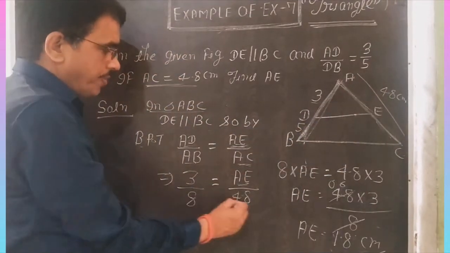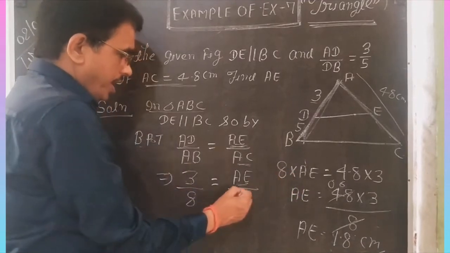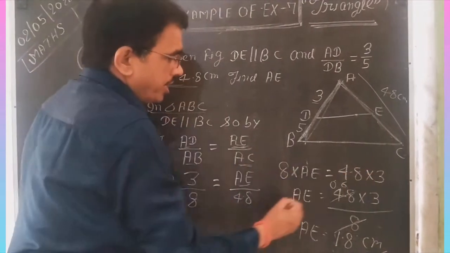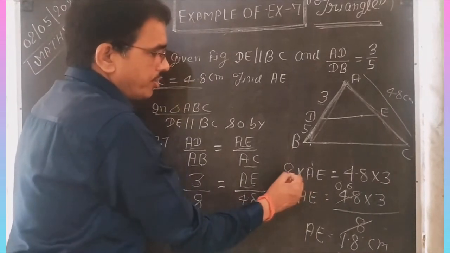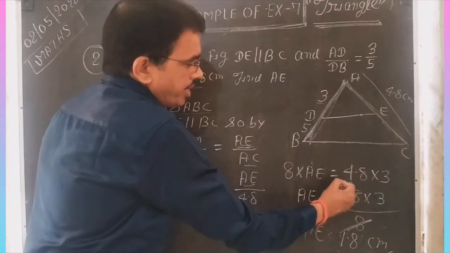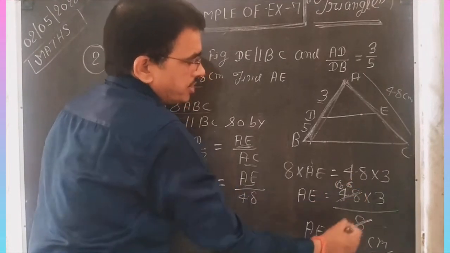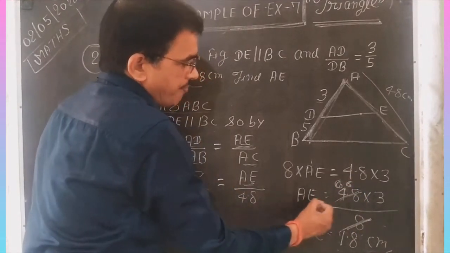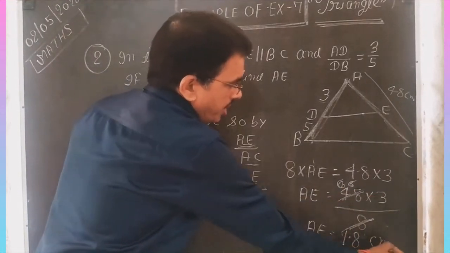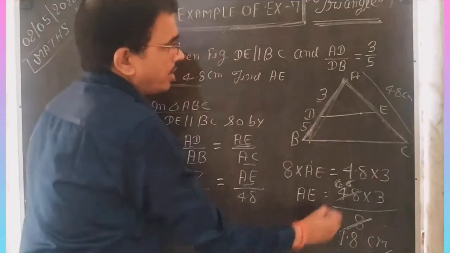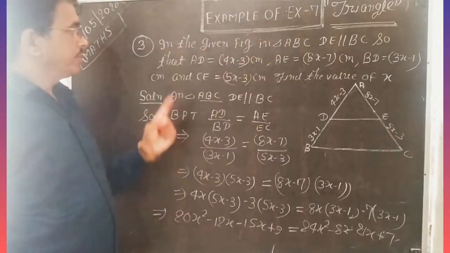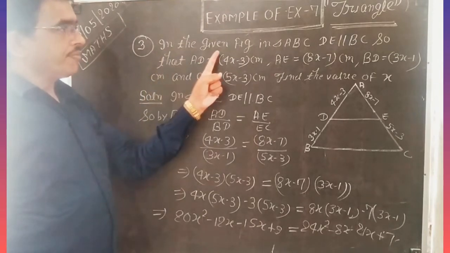By cross multiplication, we write 8 into AE is equal to 4.8 into 3. So AE is equal to 4.8 divided by 8, which is 0.6 times 3. Last step, 0.6 multiplied by 3, then you get 1.8 cm. That is the length of AE in example 2 of exercise 7.